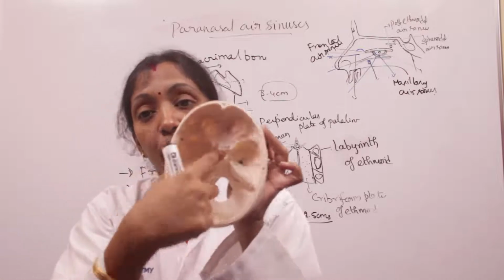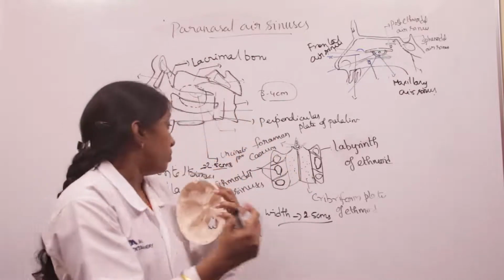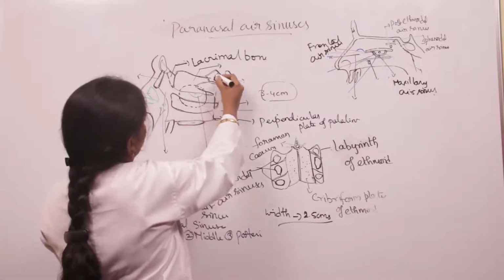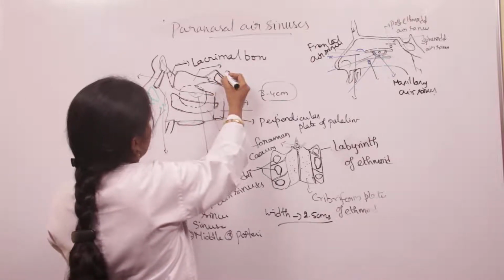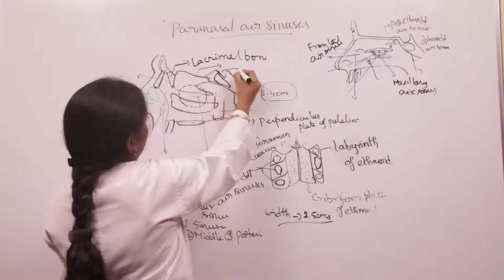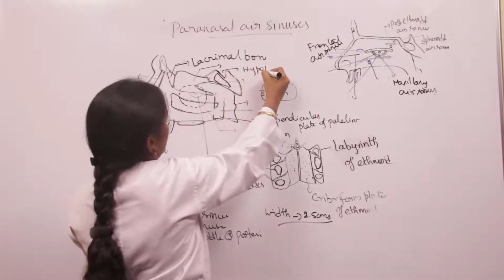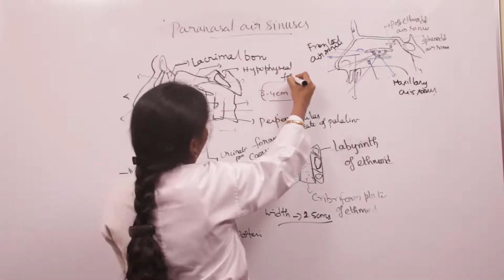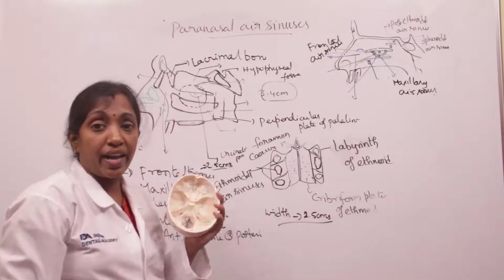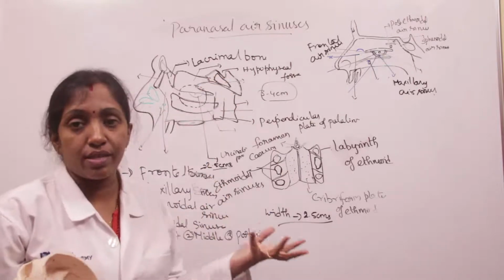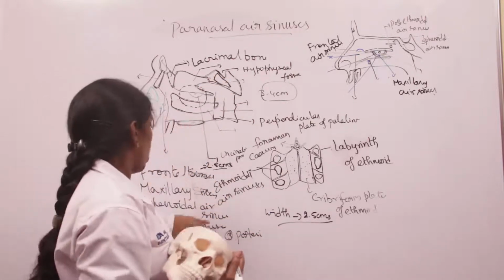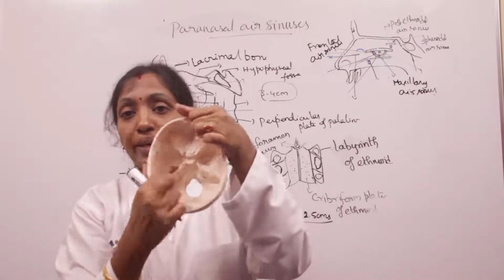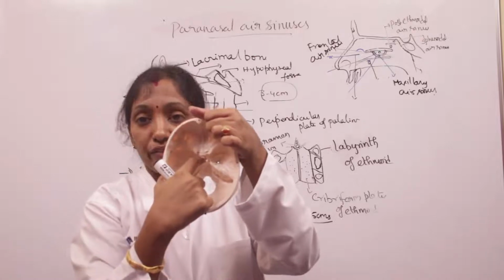Within the body of the sphenoid, we will see the sphenoidal air sinus. This is the hypophyseal fossa, where the pituitary gland lodges. The hypophysis cerebri is nothing but the pituitary gland. So the sphenoidal air sinus is situated in the body of the sphenoid, the middle part.